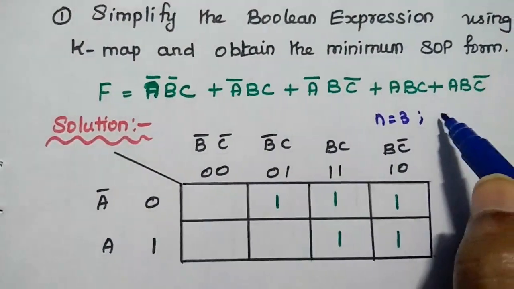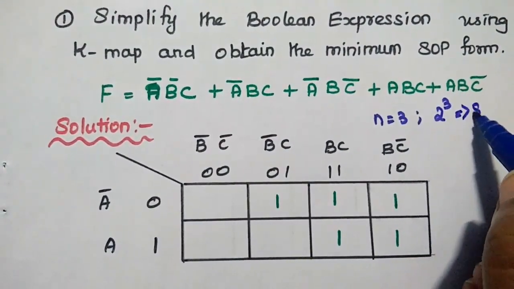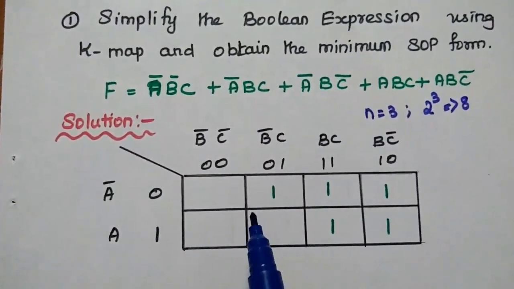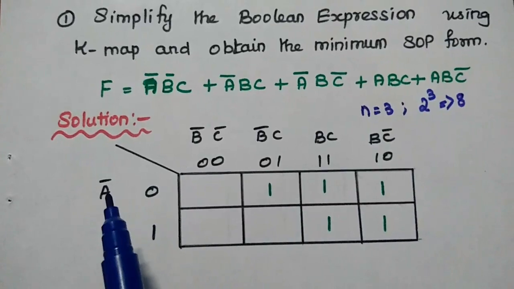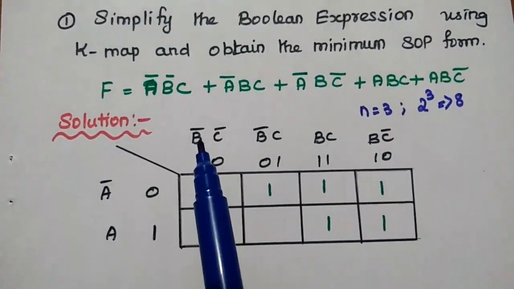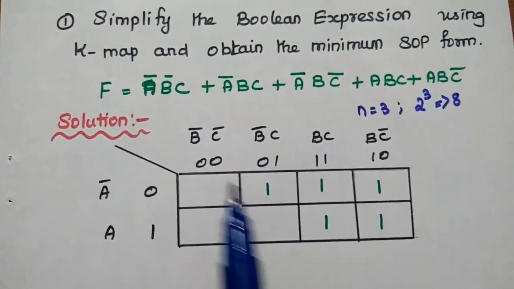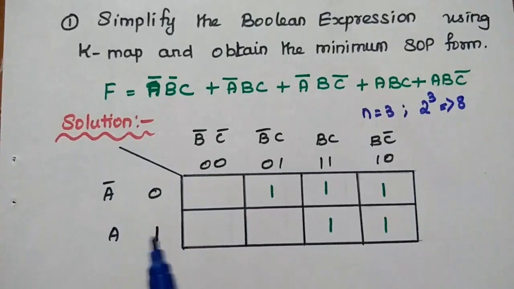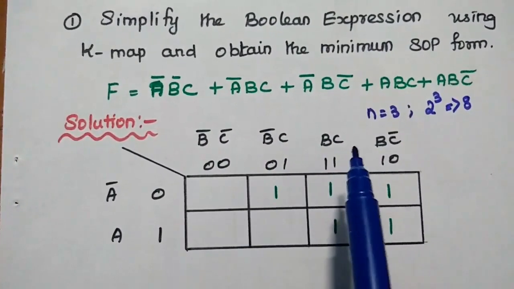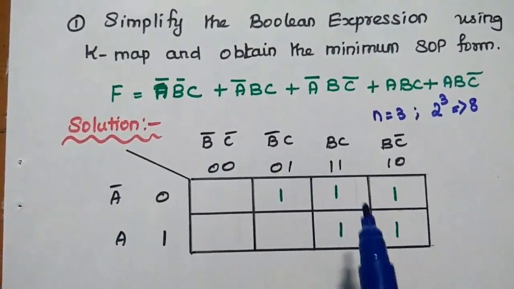N is equal to 3 means how many cells we need to have? So we need to have 2 power 3, which is 8 cells. So this is the K map for this expression. So we have to consider A as a row variable, and the combination of B and C as the column variables. So here it is A bar 0, here A 1, B bar C bar, B bar C, B C, B C bar.